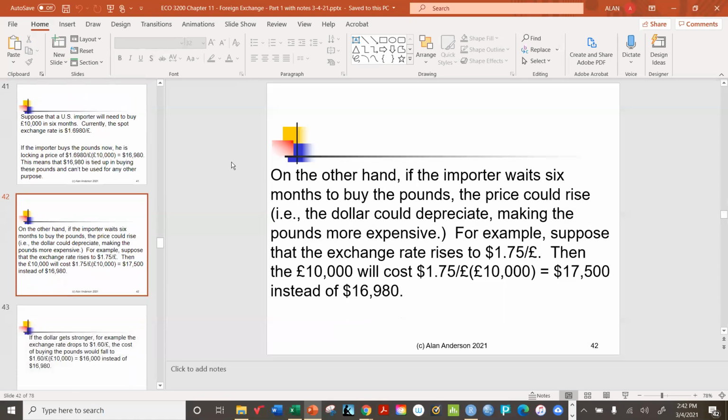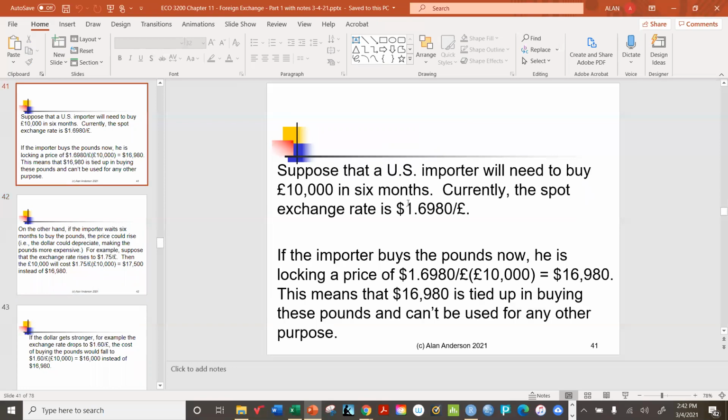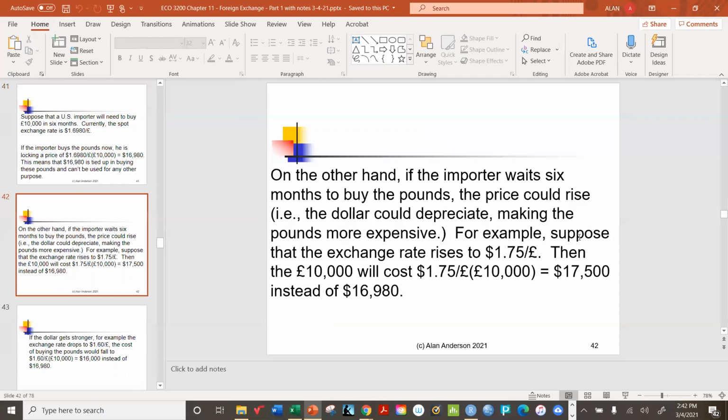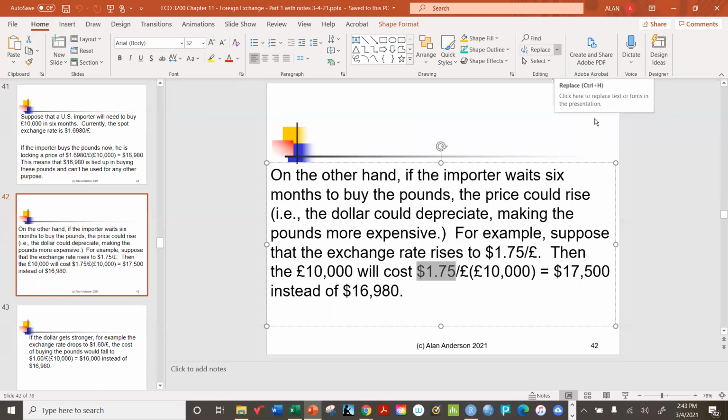Now, on the other hand, yes, if they decide to wait 6 months to buy the pound, the price could go up. All right, so we don't want that either. For example, at the current spot exchange rate of 1.6980, we would have to pay $16,980 to buy our pounds. If we wait 6 months and hope for the best, look what happens if the dollar gets weaker. It depreciated to $1.75 per pound.